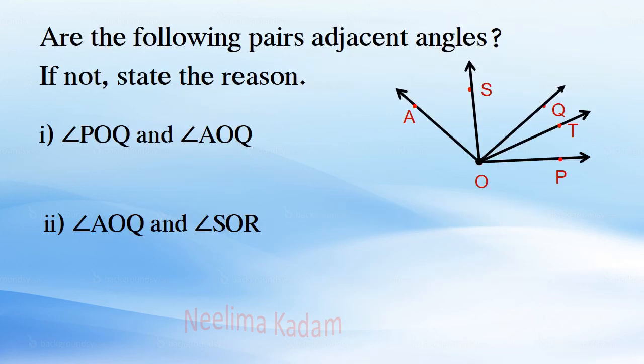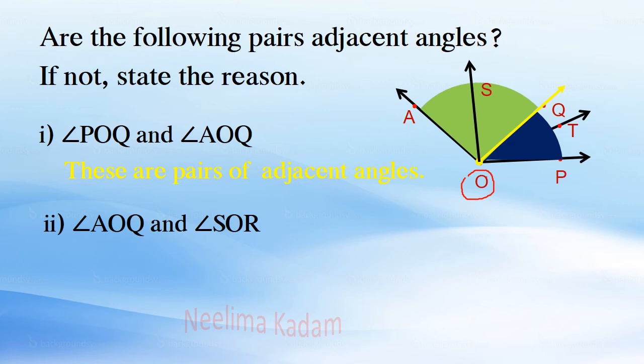Now, are the following pairs adjacent angles? If not, state the reason. Now, first case, angle POQ and angle AOQ. See here, OQ is the common arm, O is the common vertex. Their interiors are also separate. So, these are adjacent angles. These are a pair of adjacent angles.